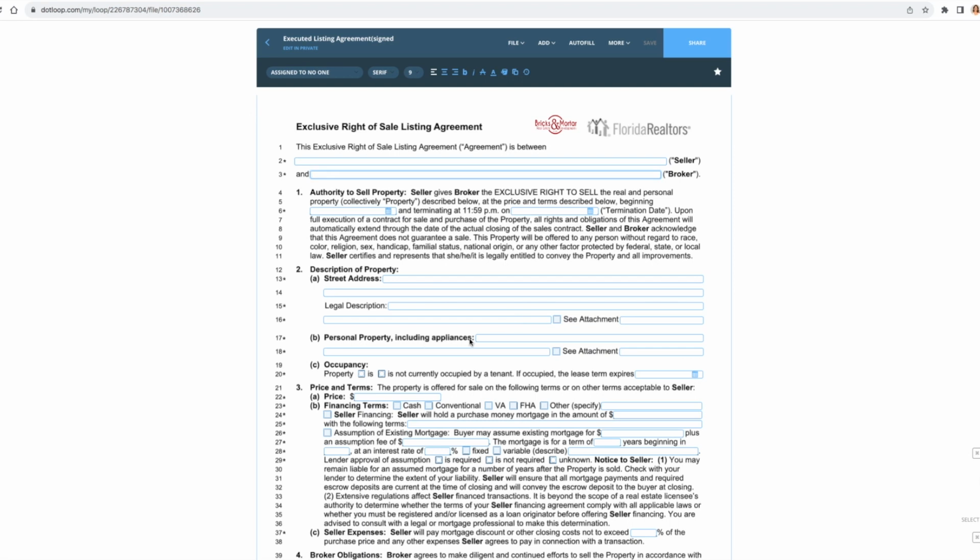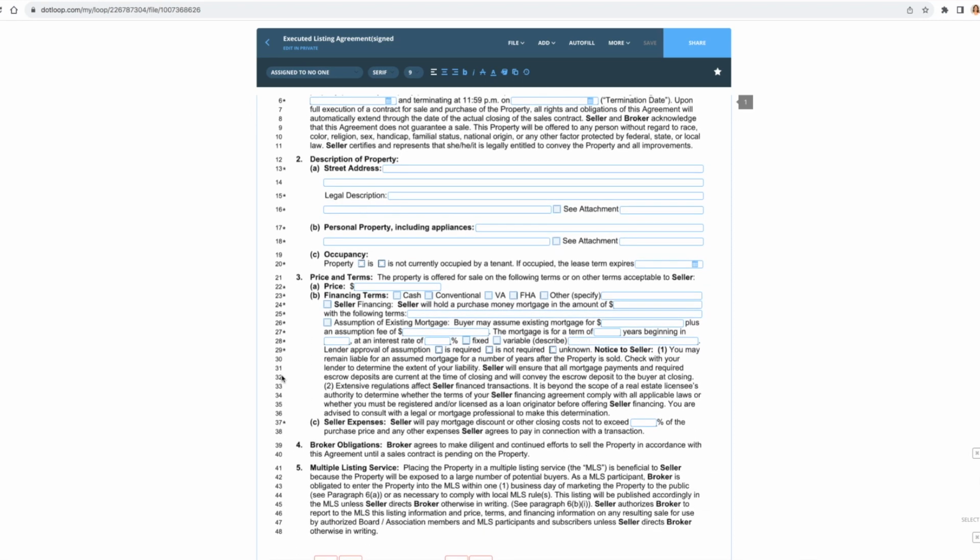Personal property, including appliances, everything that's going to be included in the sale. Have that discussion with your client. Will the refrigerator that's existing in the property be the same one that you're including in the sale? All the kitchen appliances, washer and dryer, pool equipment, a water treatment system, anything above and beyond that's not normal or fixed or attached to the property, please make sure it's included. Is the property currently occupied by a tenant? If it is, when does the lease term expire? Complete line 20.